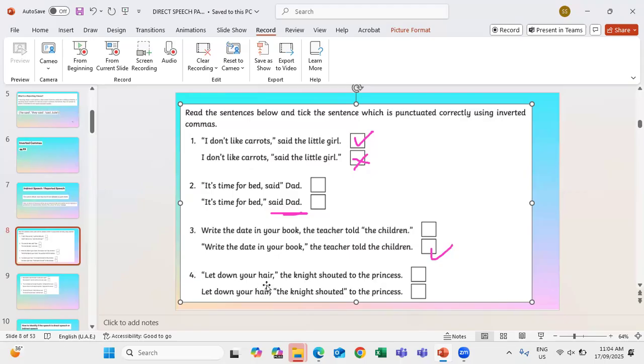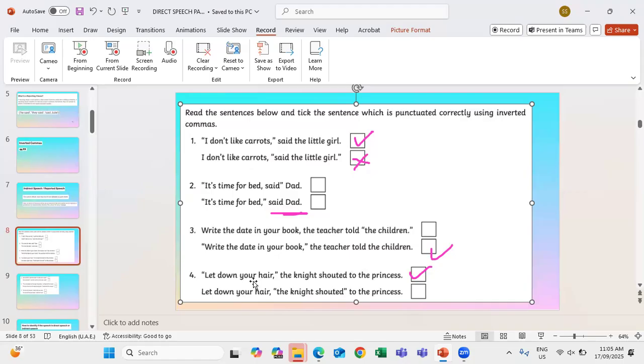Then we have, let down your hair, the knight shouted to the princess. Again, the knight shouted to the princess. Who shouted? The knight shouted. To whom? To the princess. What did he say? Let down your hair. So the direct speech should be within the inverted commas, let down your hair. So in this fourth example, the first part is the correct one. This is the correct example.